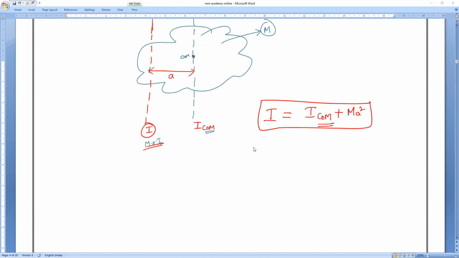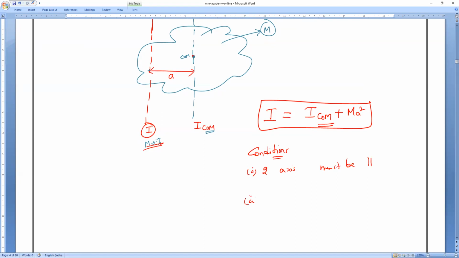So what are the conditions required? Both axes must be what? Center of mass axis and axis of rotation, both must be parallel. The two axes must be parallel.